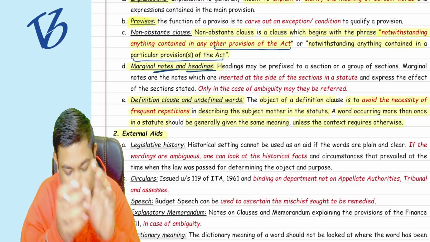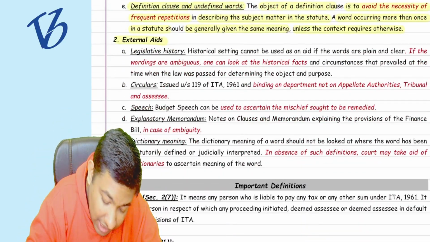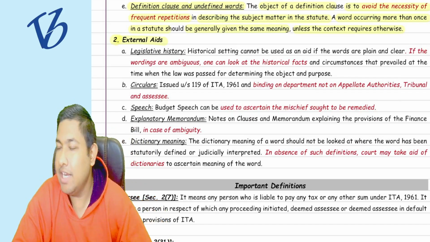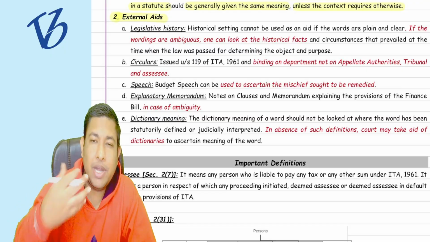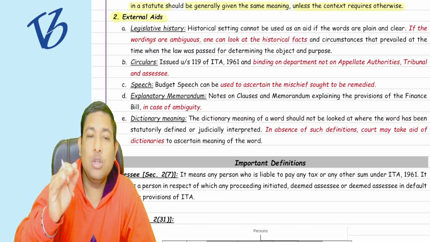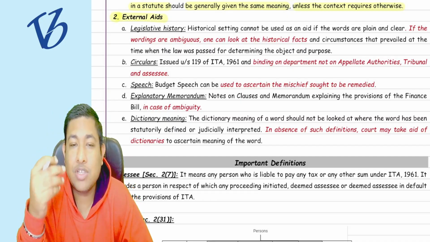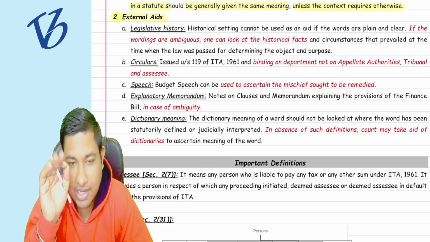Clearly understood? Now the aids of interpretation are very much clear. Now coming to the external aids. We have completed the internal aids of interpretation. Now we are coming to the external aids. To interpret the Income Tax Act, we are going to follow some material or resources which are not given in the Income Tax Act.